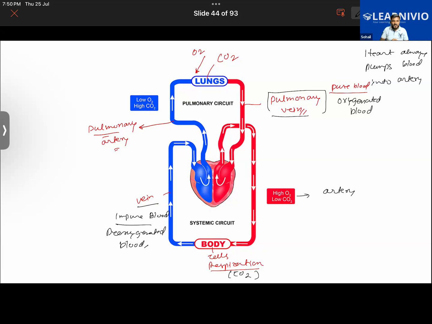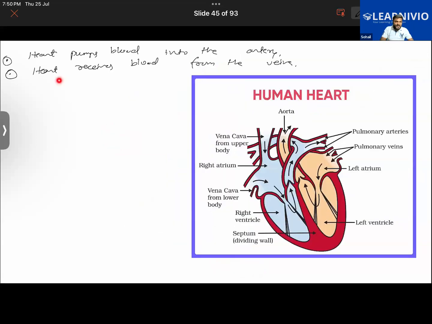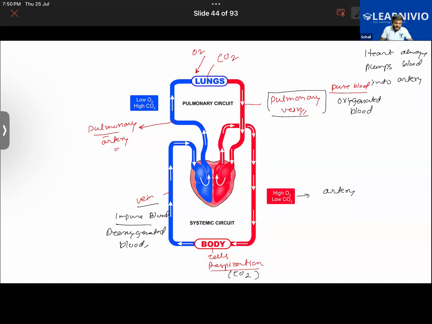I say that the type of vein that brings oxygenated blood from the lungs towards the heart will be called the pulmonary vein. Pulmonary. Good. Then we know about the arteries, that the heart pumps the blood into the arteries. Or another way to look at it is that arteries take away the blood from the heart. Same thing basically.